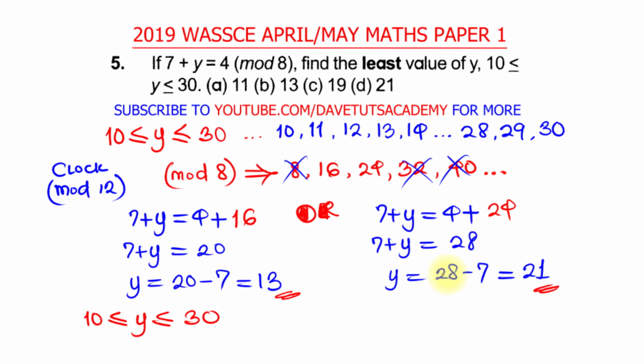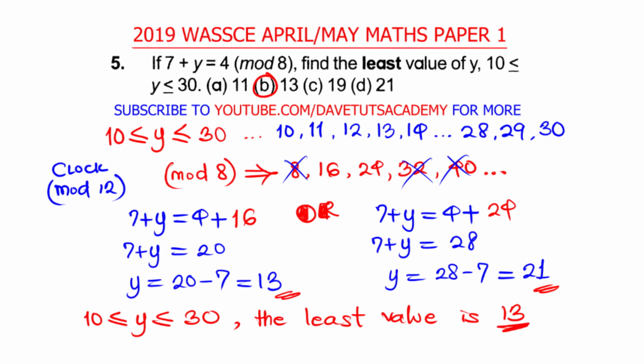So these two are actually within that range, but we are looking for what? The least value. And what's the least value between 13 and 21? We can see that using this condition, the least value for our solution is nothing but 13. So the least value is 13 because it is less than 21. And looking at our options, we can see that option B, that is 13. And so our answer to this question is option B, 13. That is the least value that satisfies this equation, that 7 plus y is equal to 4 under modulo 8.